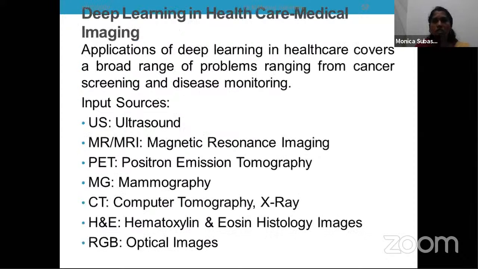So what are the resources for deep learning in healthcare? You need to work with ultrasound images, MRI (magnetic resonance images), positron emission tomography, mammography, computer tomography, X-ray images, and hematoxylin and eosin histology images. That is, after performing a biopsy, the tissue is viewed under a microscope. You take a part of the tissue and check it under a microscope. Those images come under histopathological images, then optical images.